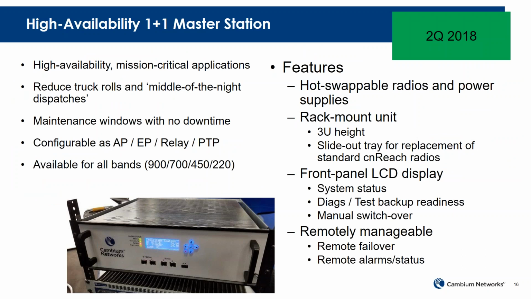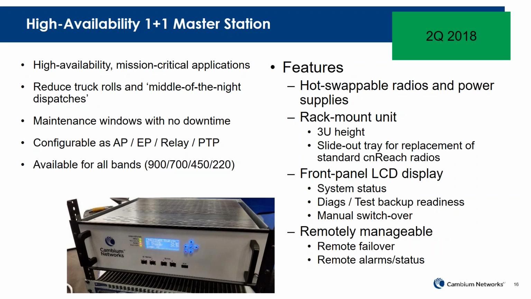And then the last new feature I'll talk about is a hardware feature. This is our high availability 1+1 master station. This will be coming in second quarter. The goal with this product is to provide high availability for mission critical applications. This will reduce truck rolls.